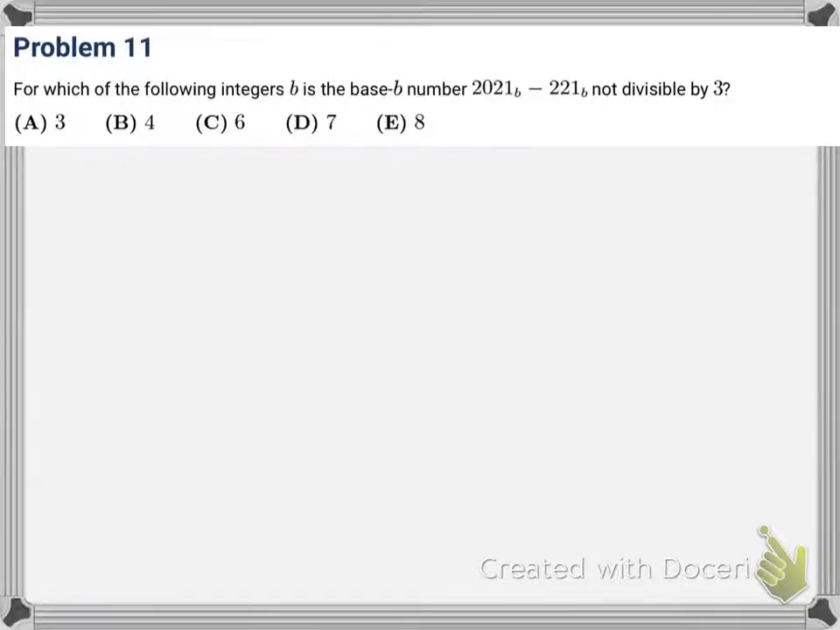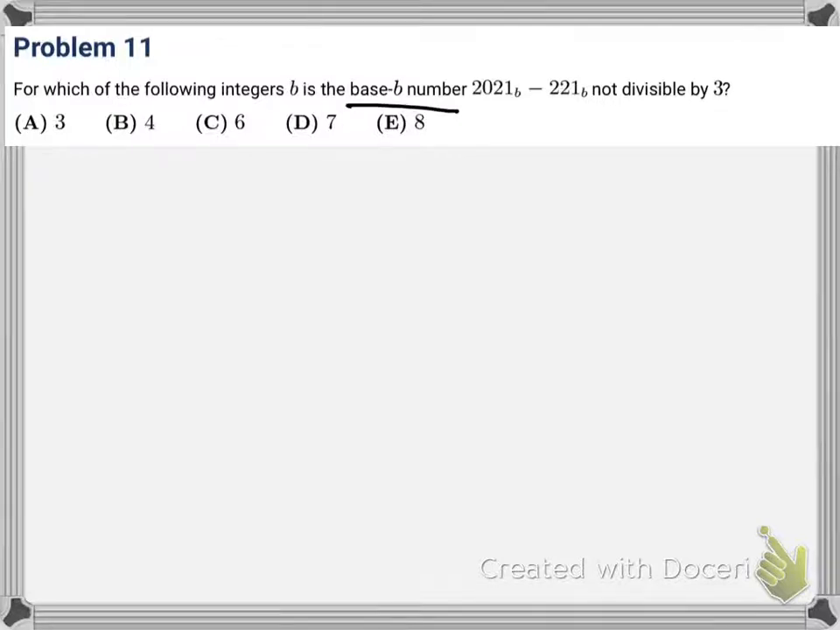This is problem 11 of our 2021 AMC 10A problem debrief. For which of the following integers is the base B number 2021 of base B minus 221 of base B not divisible by 3? So let's take a look at what it means to be a base B number.